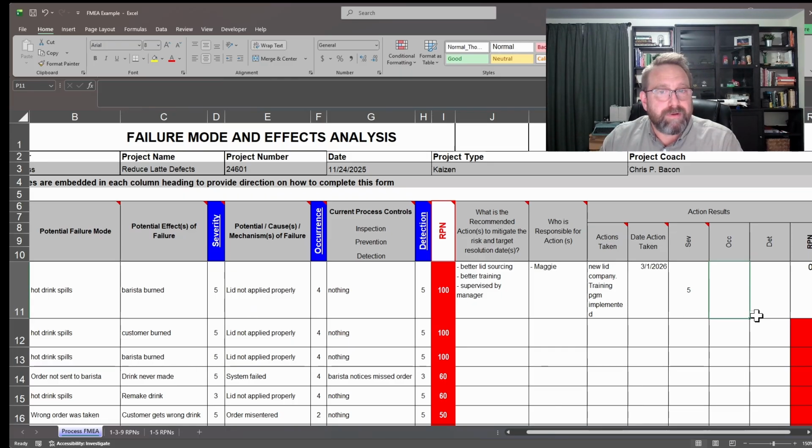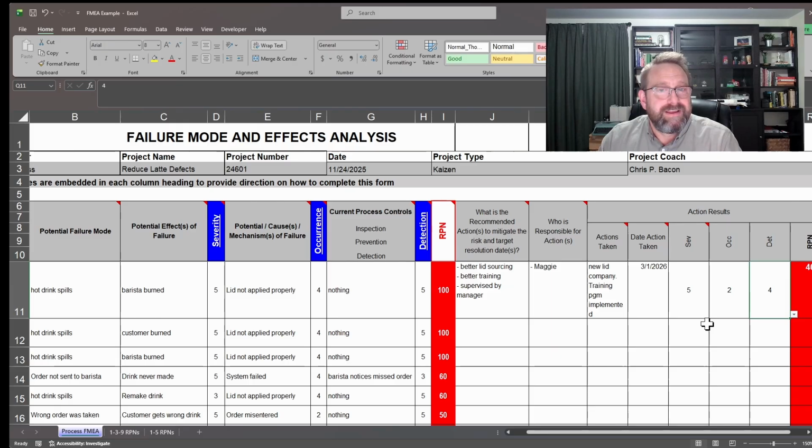So the lid's not applied properly. Well, the lids are great. They're easy. They're not cheap. Maybe it dropped to a 2. And then in terms of detection, well, yeah, we've got a manager keeping an eye out. Are they really watching every lid go on every cup? Probably not. Maybe we bring it to a 4. So maybe we got some improvement.